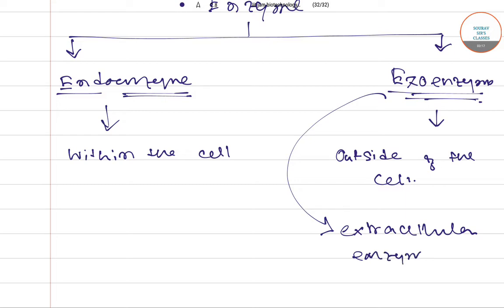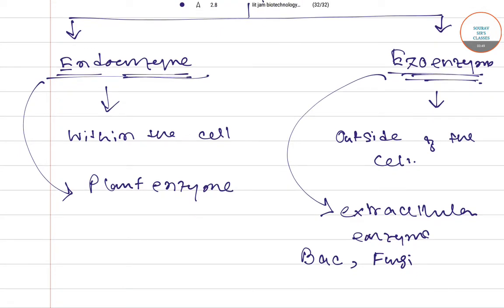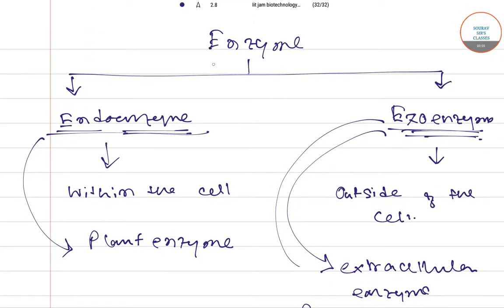Now the endoenzyme, normally the plant enzymes, are all in this category of endoenzyme. Now the exoenzyme, mainly they are found in bacteria, fungi and some insectivores like Drosera, this type of species. So we can classify enzyme into two parts. One is endoenzyme, another one is exoenzyme.